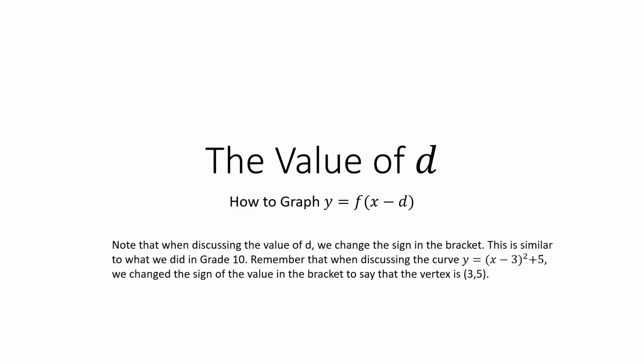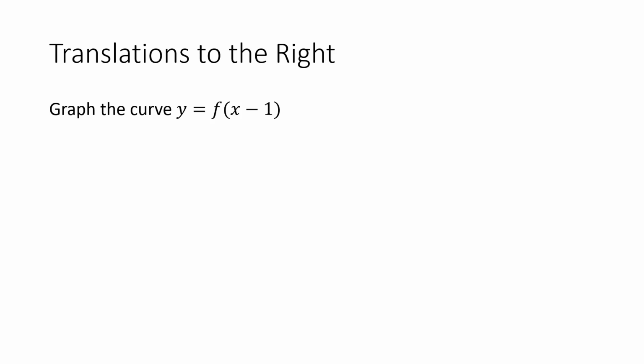Now, how about the value of d? How are we going to graph y equals f of x minus d? Just a quick little aside. Note that when discussing the value of d, we change the sign in the bracket. This is similar to what we did in grade 10. Remember in grade 10 when we were discussing the curve y equals (x minus 3) squared plus 5, we changed the sign of the value in the bracket to say the vertex was (3, 5). Well, let's discuss that a little bit in more detail.